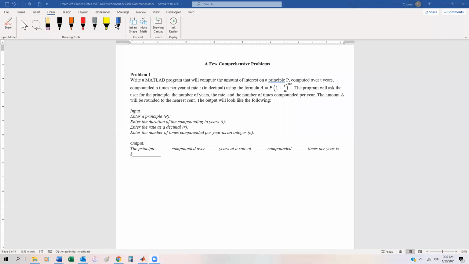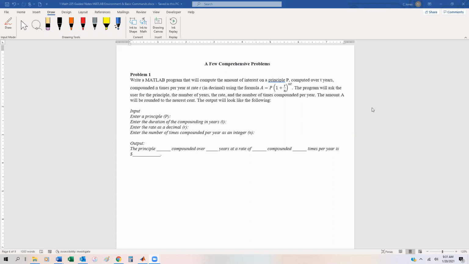So we've gone through and we've taken a look at the basic MATLAB environment. We've taken a look at how you assign variables, how we format data types, and input and output. And so in this video and probably a subsequent one, we're going to take a look at three comprehensive examples as to how we can put everything together into at least some semi-useful sorts of problems.